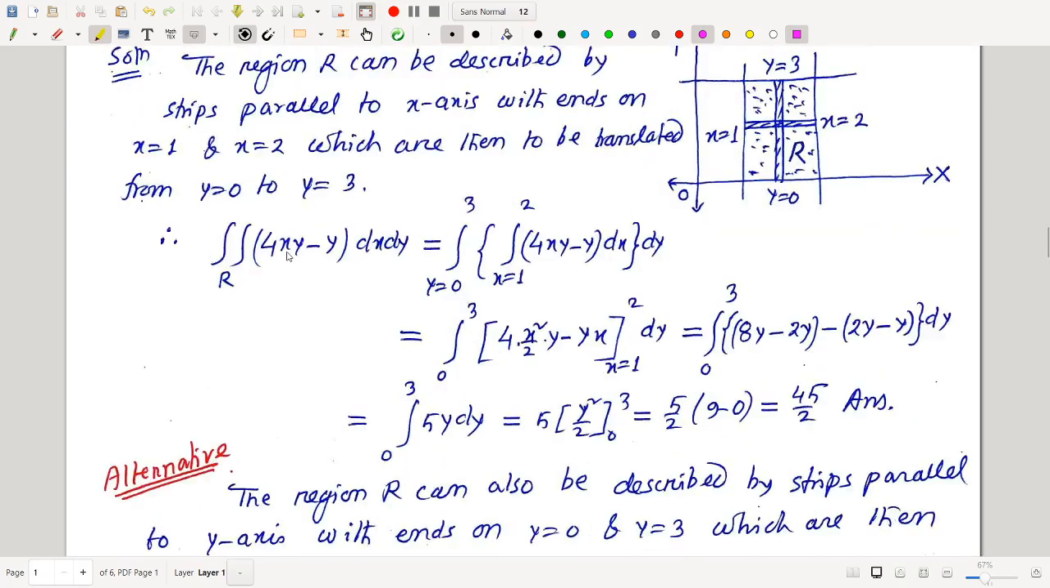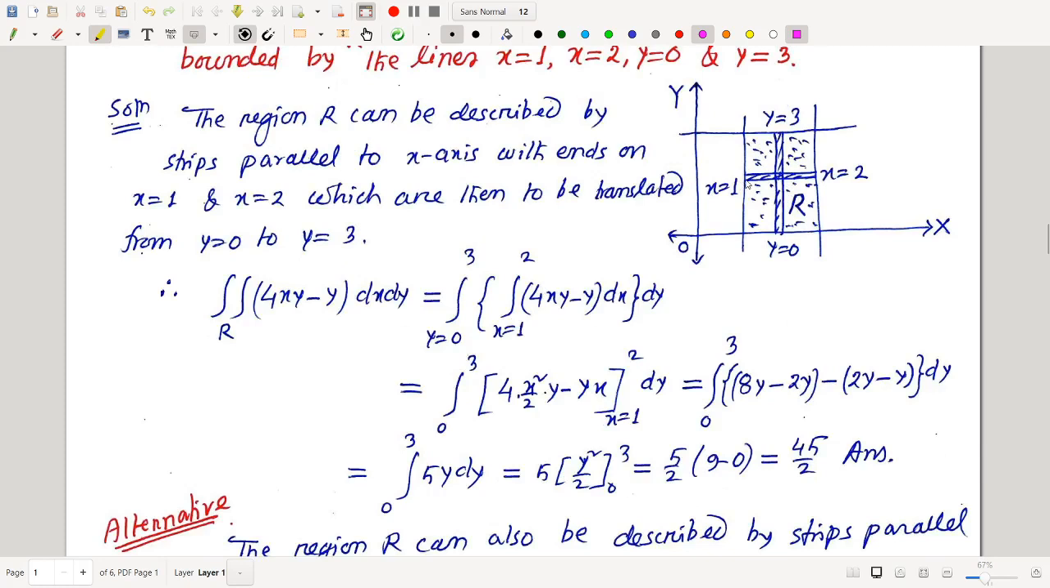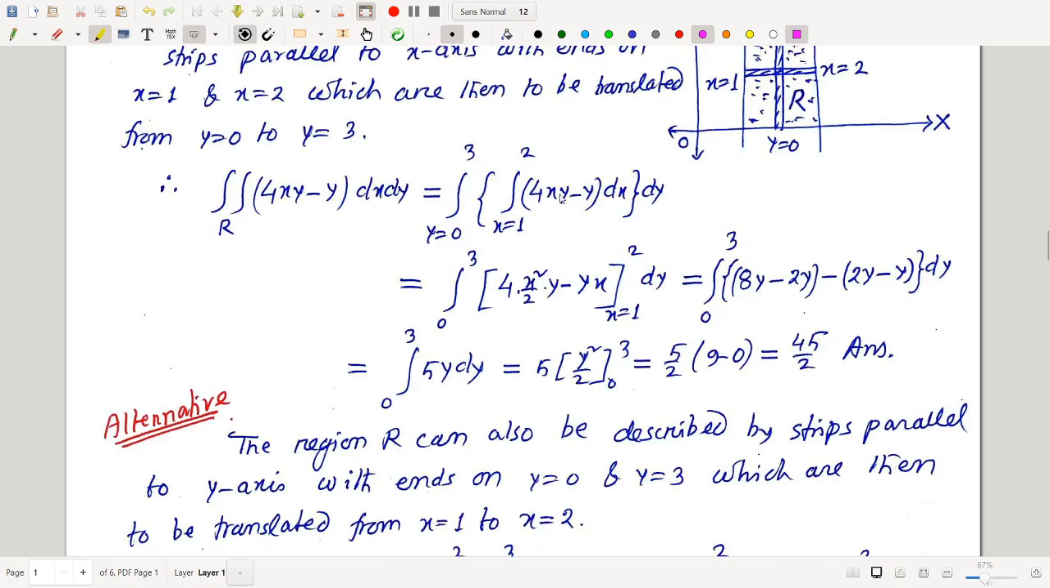Okay, so double integral of the function 4xy minus y over the region R, or the rectangle R, is equal to what? Along the horizontal strip, x equal to 1 to x equal to 2 horizontal strip. Function is 4xy minus y. Let us integrate with respect to x first, and then integration with respect to y from y equal to 0 to y equal to 3. See, strip, horizontal strip from 0 to 3 we have to go. So first to integrate with respect to x here.